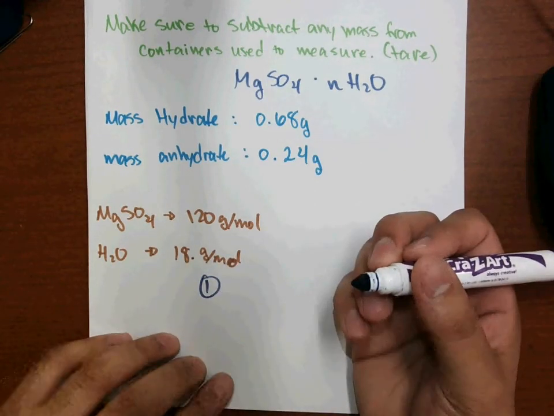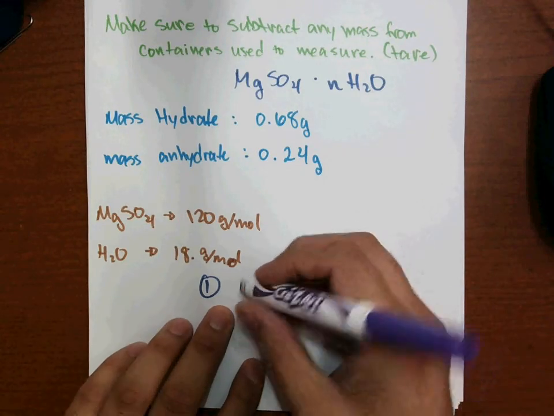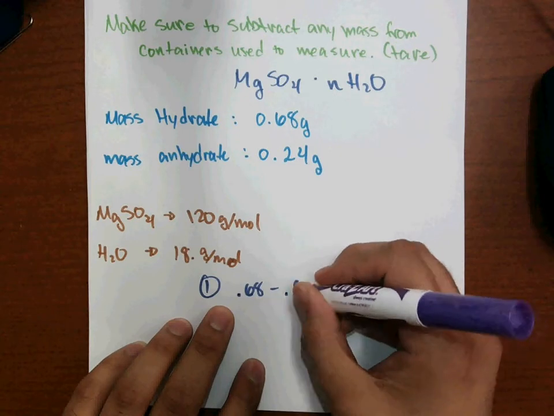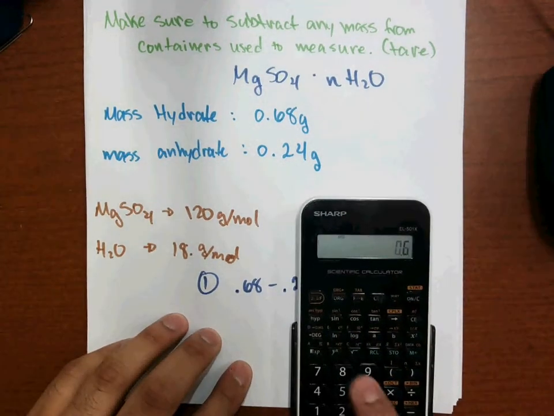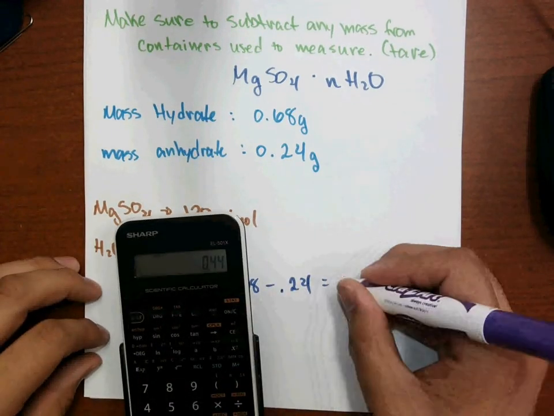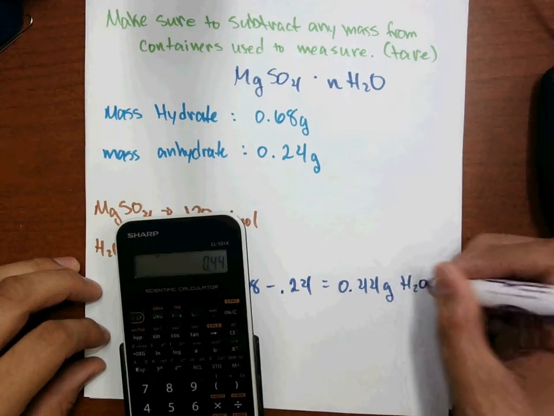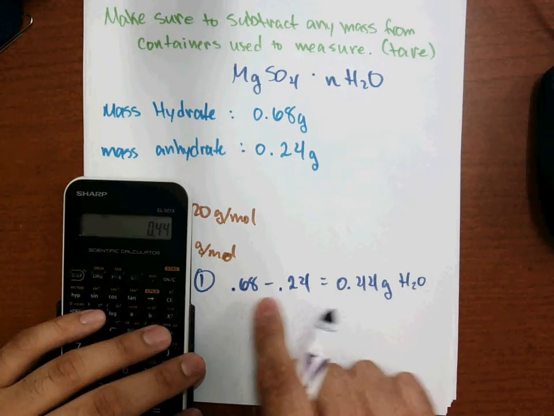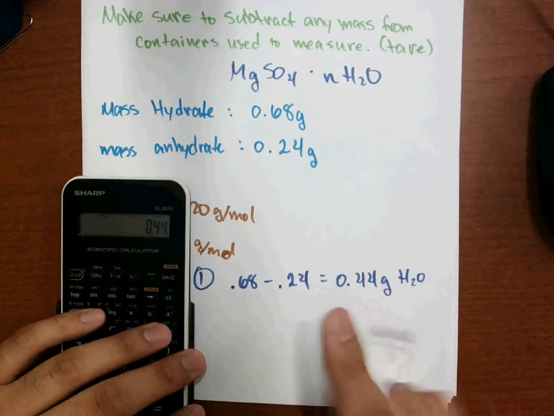You recall the first step is to determine the amount of water that is found in our hydrate, so we're going to subtract the mass of anhydrous from the mass of the hydrate. So we have 0.68 minus 0.24, and we're left with 0.44 grams, and that's the mass of water. Because that's the hydrate, that means it has water. That's anhydrous, that means it does not have water, and the difference should be the water that was removed.